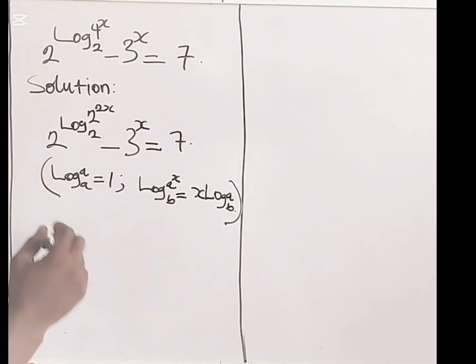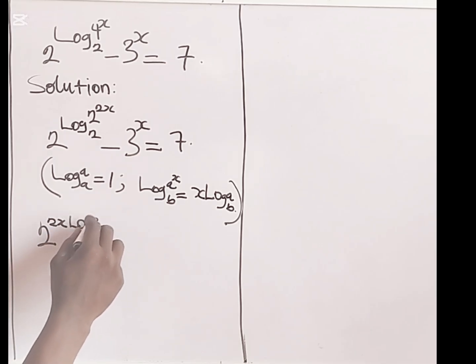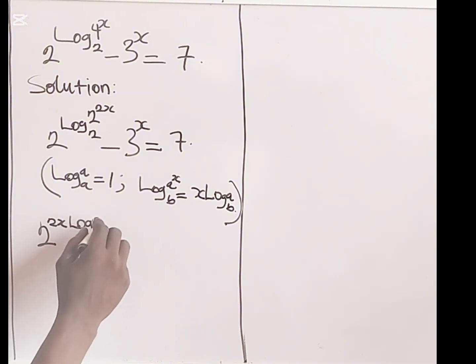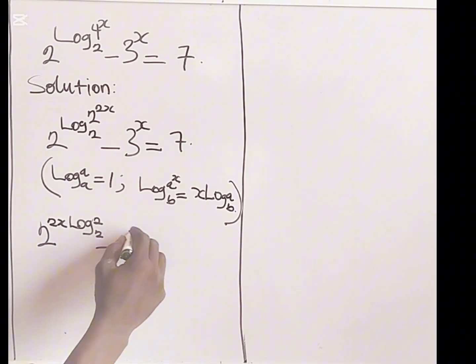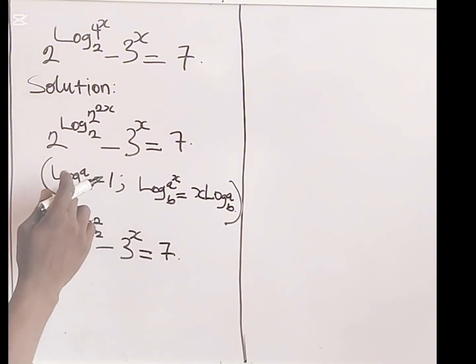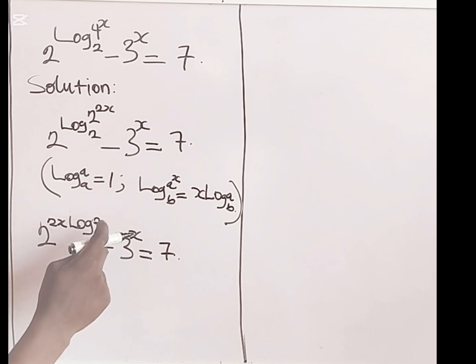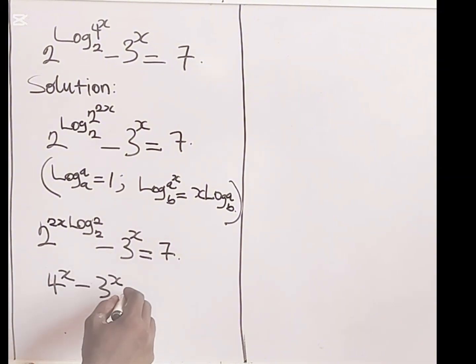So let's apply it here. This becomes 2 raised to the power of 2x log 2 to base 2, minus 3 raised to the power of x is equal to 7. Going further, log 2 to base 2 becomes 1. So this equation will automatically become 4 raised to the power of x minus 3 raised to the power of x is equal to 7.